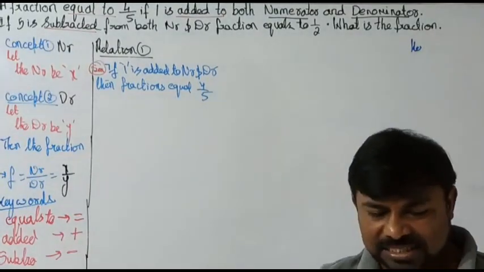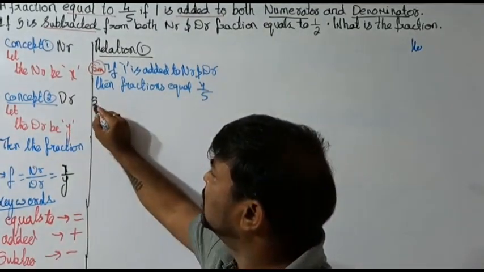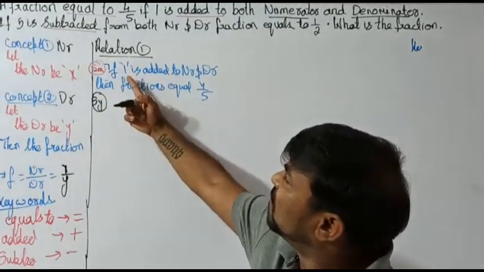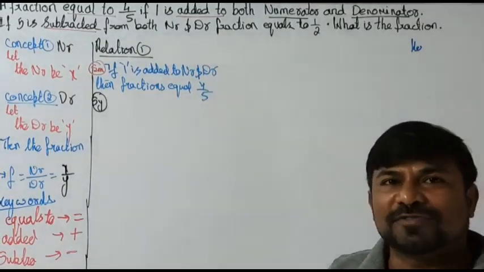This is the sentence form of the relation. Let's set the symbolic form of the relation. What he says: if 1 is added to numerator and denominator, the fraction equals 4 by 5.